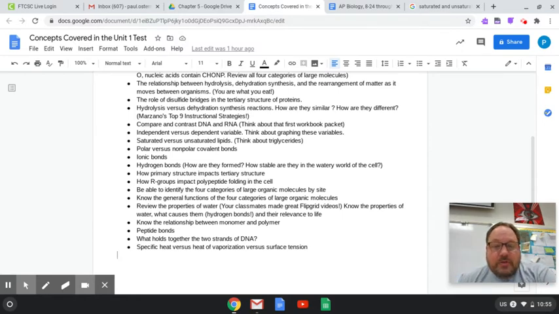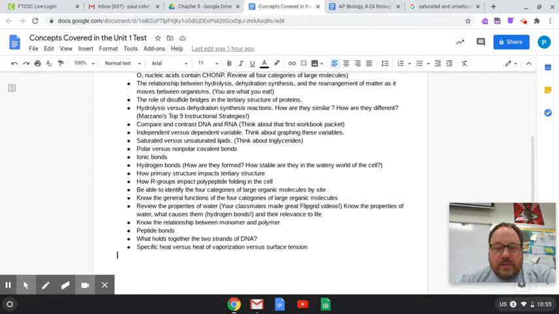How primary structure impacts tertiary structure. So primary structure is the order of the amino acids, right? And all those amino acids have their own R groups. So if you have a different order of amino acids, you're going to have the R groups interact differently. The protein will fold up differently, or the polypeptide will fold up differently. How R groups impact polypeptide folding. Again, we sort of talked over that.